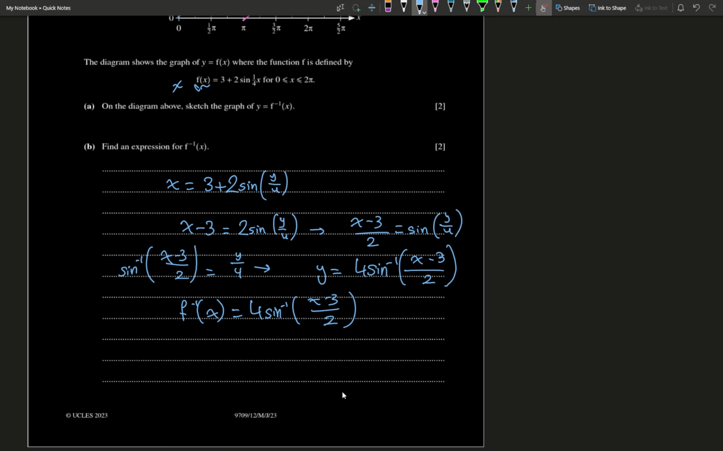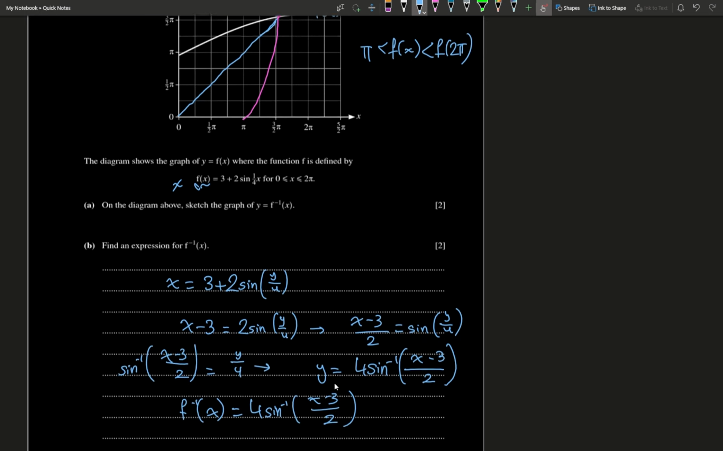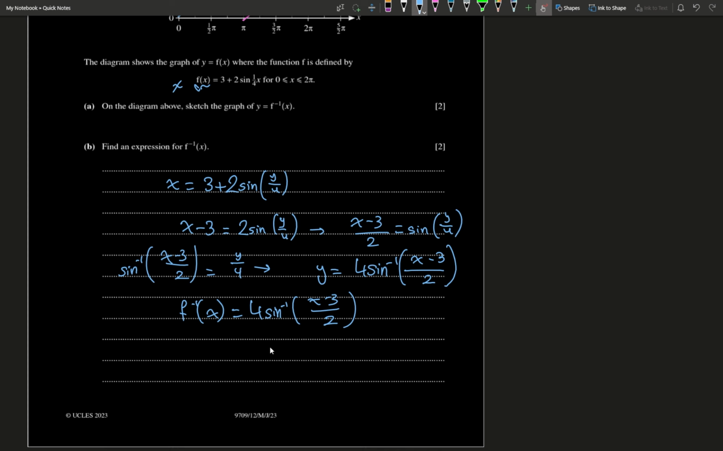I was saying, if you want to write the domain of f inverse, you will simply write the range of f of x. The range of f of x lies between pi and, I don't know the exact value of it on the y axis, so just write f of 2 pi. Calculate it and then write it below. That's all.